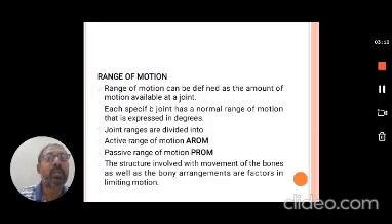The range of motion is defined as the amount of motion which is available at any given joint. There are various movements which happen, either an active movement or a passive movement. Passive movement will be performed by an examiner on a patient, or the active movement will be done by the patient or the examinee by himself.